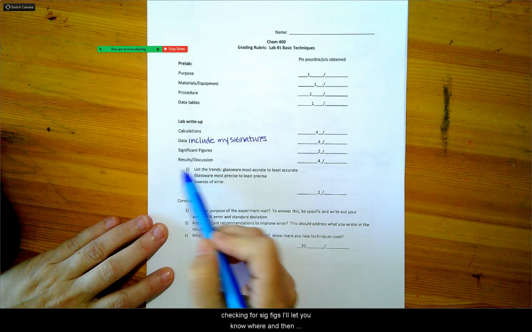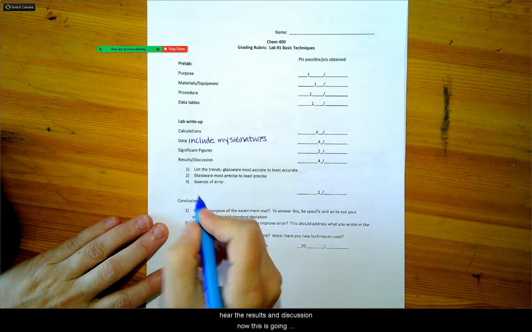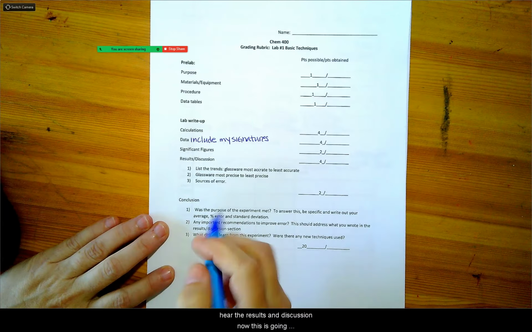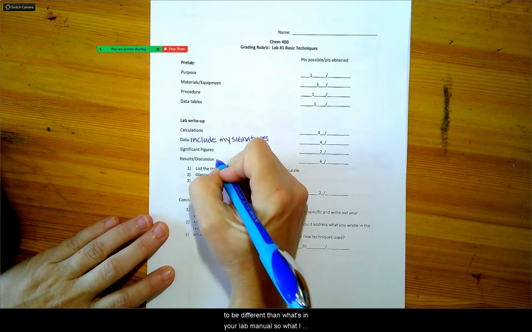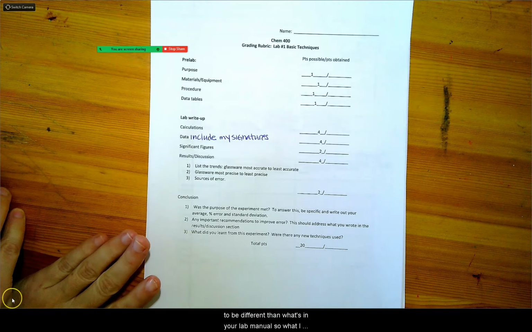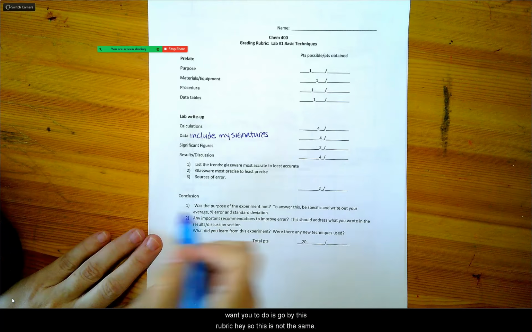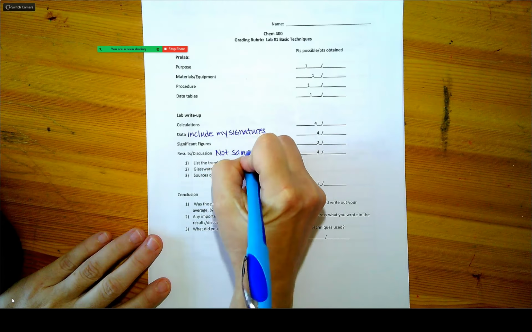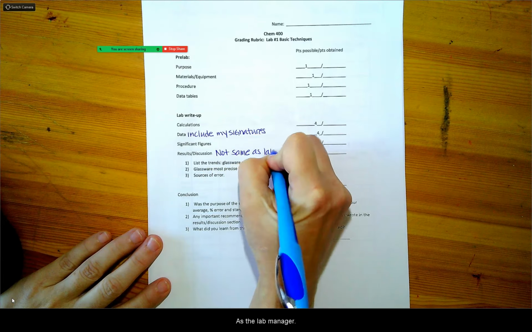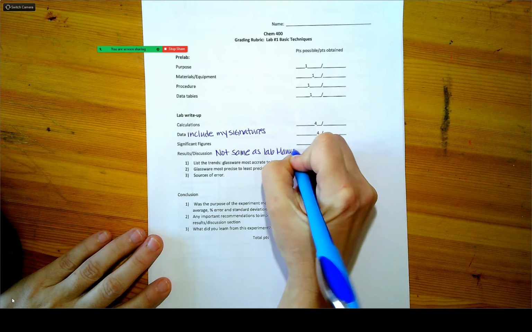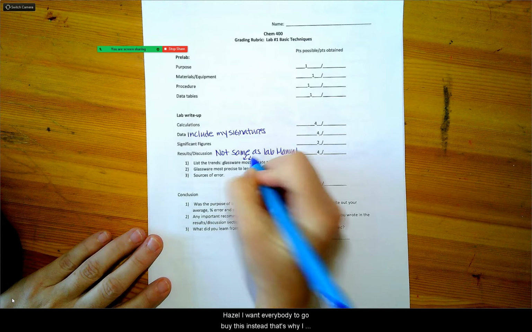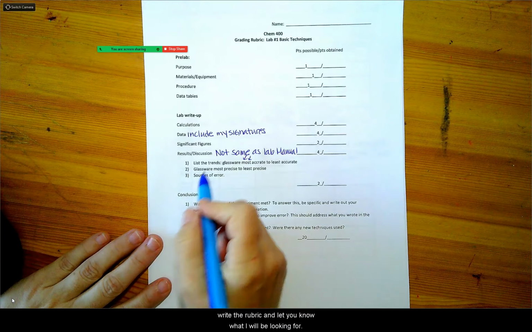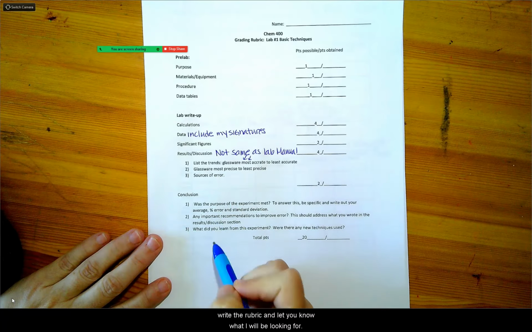And then here, the results and discussion. Now, this is going to be different than what's in your lab manual. So what I want you to do is go by this rubric. Okay, so this is not the same as the lab manual. So I want everybody to go by this instead. That's why I write the rubric and let you know what I will be looking for.